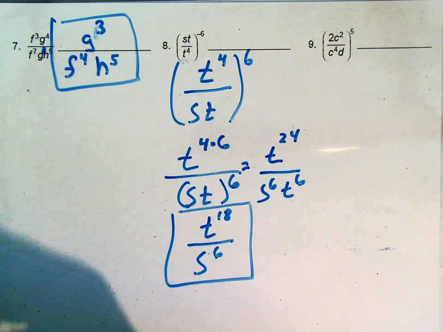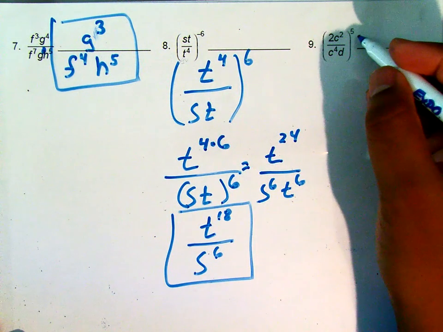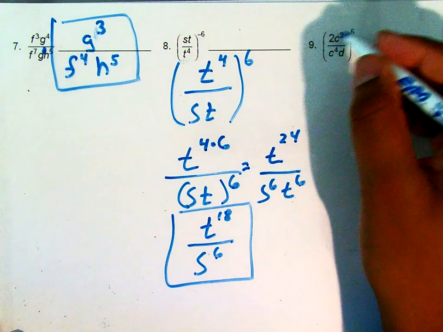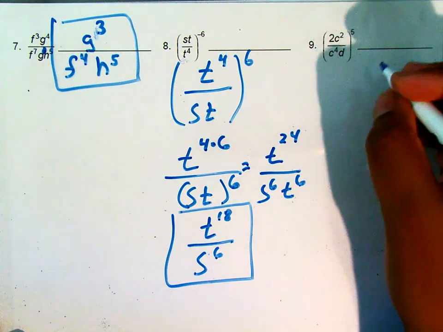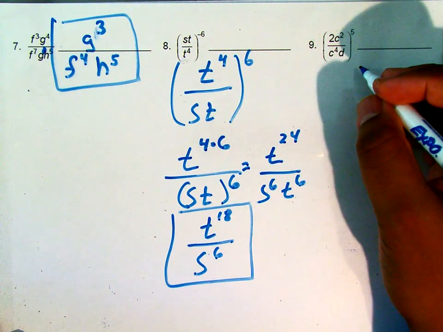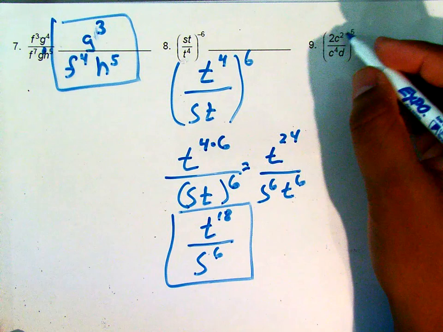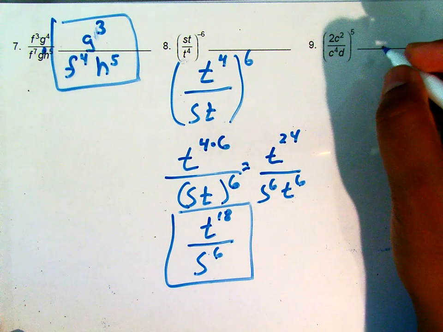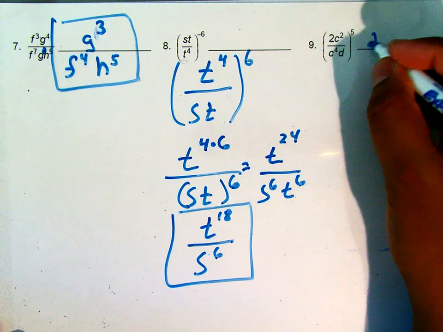All right, let's look at another example here. Now on this one, we're going to distribute this 5 to both the numerator and the denominator. So you'll have this 5 is going to go with this 2. So that's going to be 2 to the 5th.